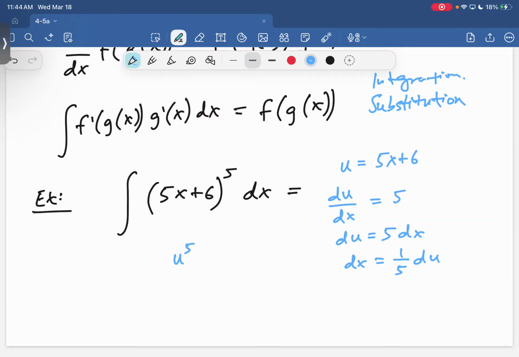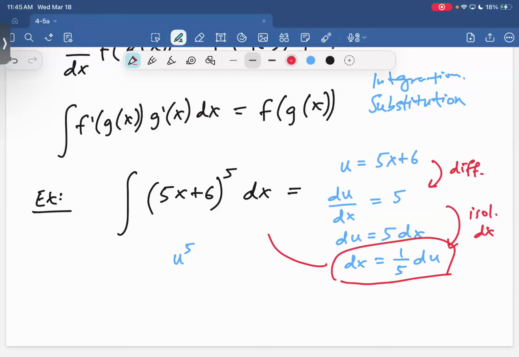Okay, so the step is figure out what u is, make a substitution, u equals something, then take the derivative, so differentiate, and then isolate dx. And then once we've isolated dx, we can now make this substitution and put it into there. And so the next step would be to say, so 5x plus 6 to the fifth, that's u to the fifth. And then dx is equal to 1/5 du. And so this is going to be times 1/5 du.